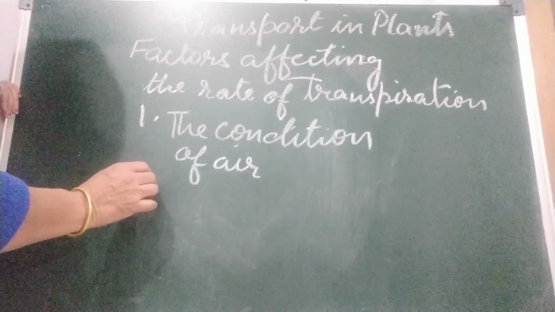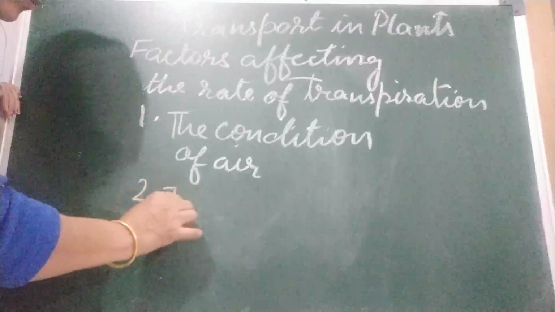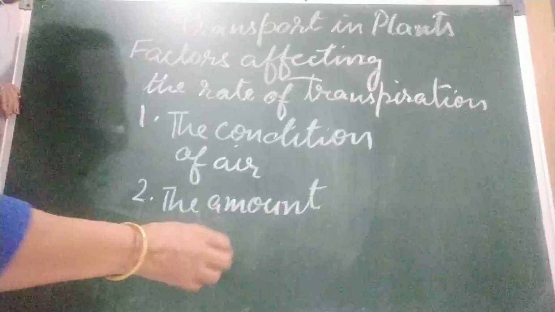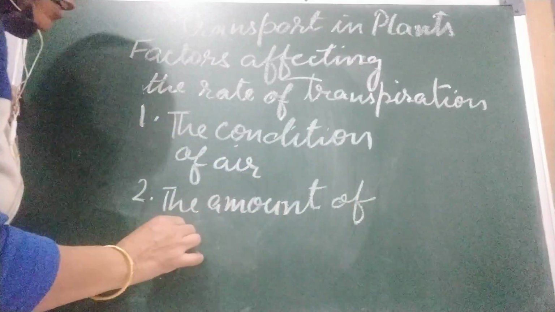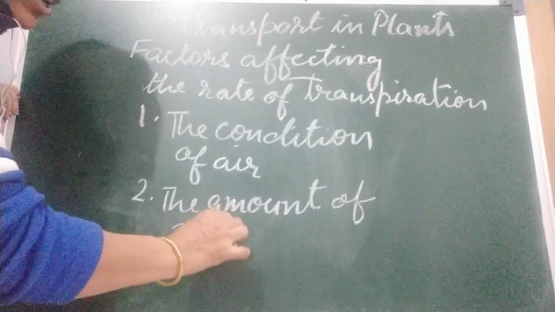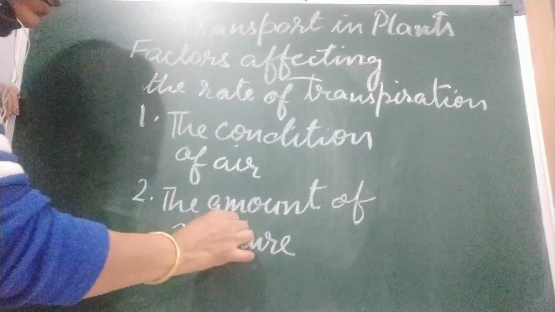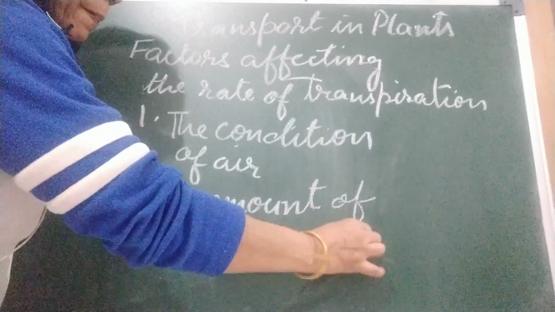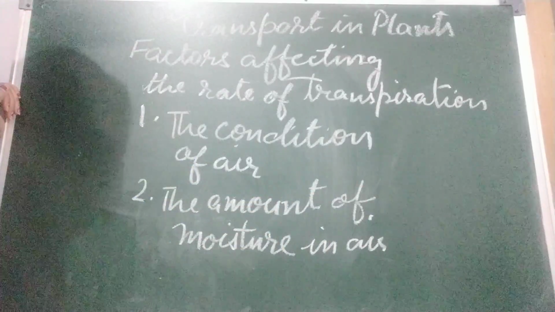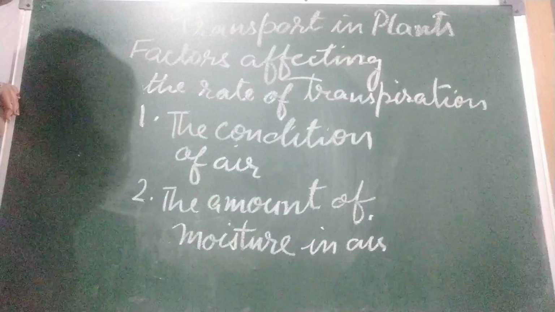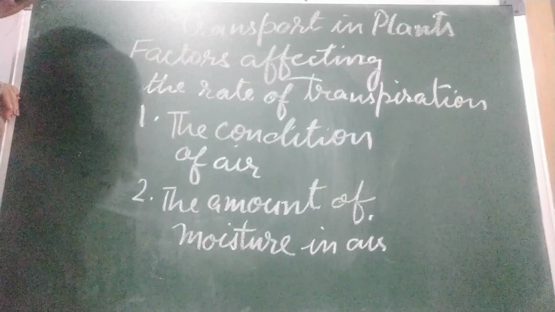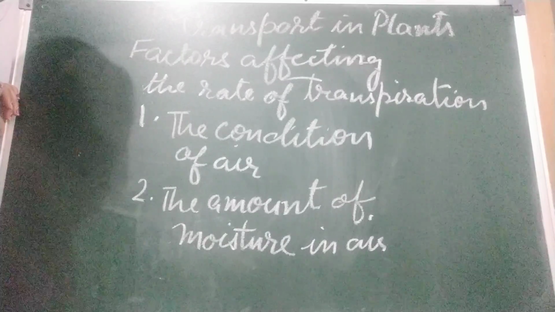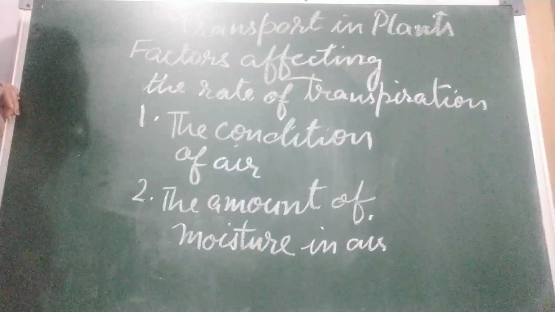Second, the amount of moisture in the air. If more moisture is there, then the rate of transpiration would be less. The lesser the amount of moisture in the air, meaning if the air is dry, the higher the transpiration. And if the amount of moisture is more, then the rate of transpiration is lesser.